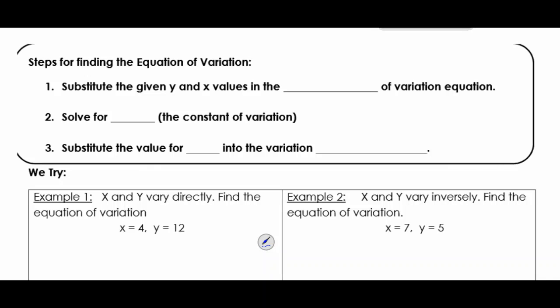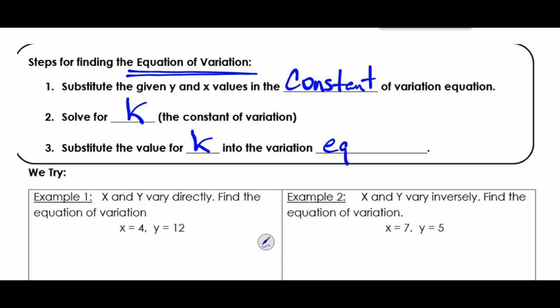Okay, so there's going to be three different types of problems that we're going to need to use here. We're going to have to find the equation, which means we really have to find a constant first. Actually, that's what this is going to talk about. We're going to substitute into the constant of variation equation so that we can find that constant. So that's just one step to figure out the equation. And then we're going to substitute that k in for the variation equation.